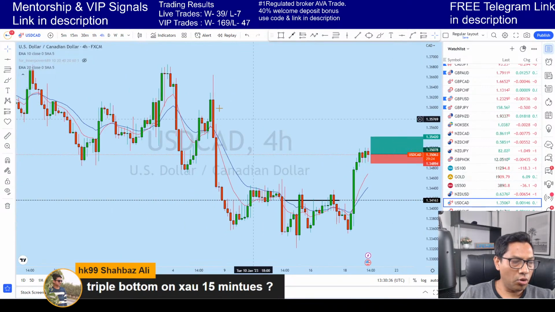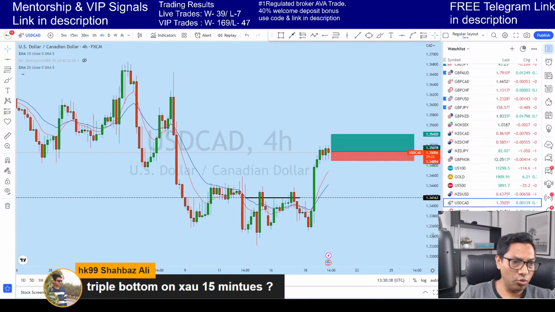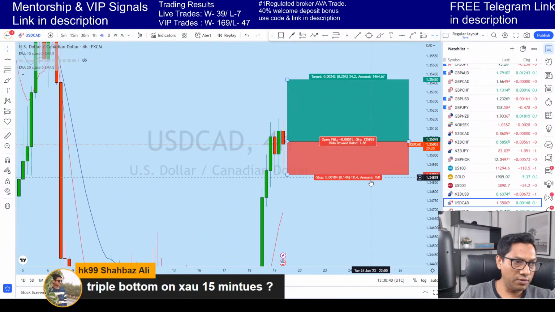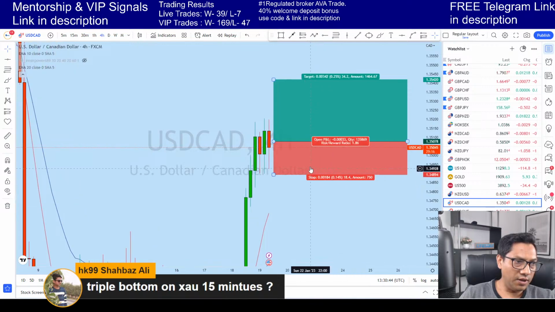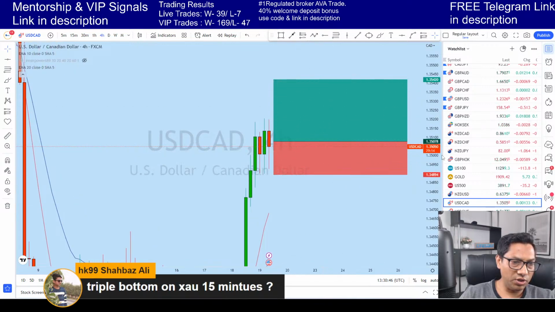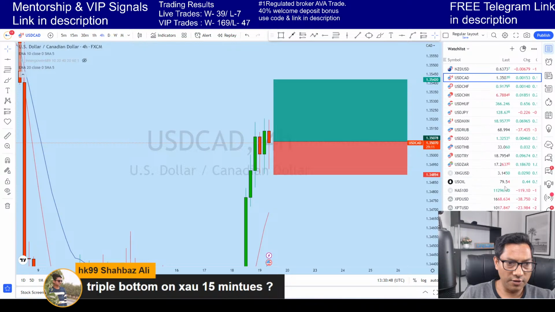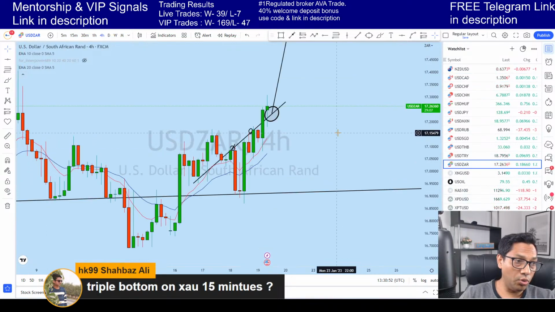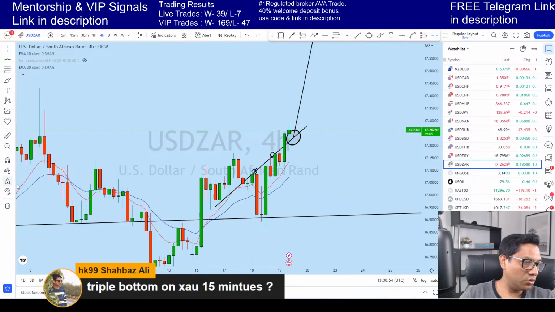So with that, on dollar CAD, as I mentioned, we are on a trade, which is now moving where we entered, and I hope that this trade will work out well. Also we are on a USD ZAR trade as well, so we opened another trade on USD ZAR.